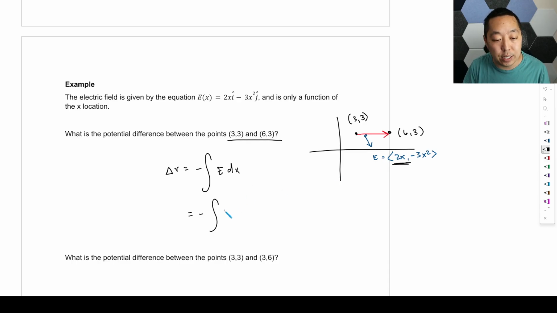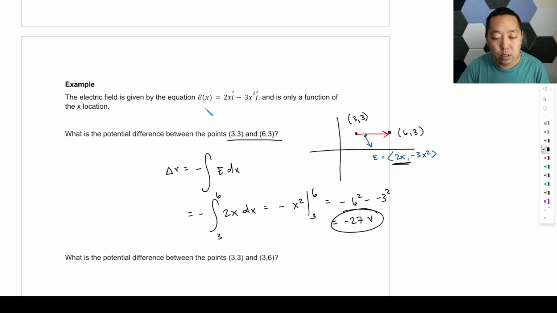And so that's going to be the integral of 2x dx, and we're going to integrate over the x coordinate from 3 to 6 there. So that's going to be negative x squared from 3 to 6, and so it's going to be negative 6 squared minus negative 3 squared. That's going to give you negative 36 plus 9, negative 27, I guess. Negative 27 volts, I guess. I didn't give you a unit in this one, so something like that.